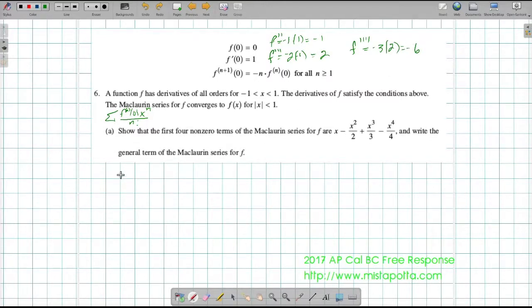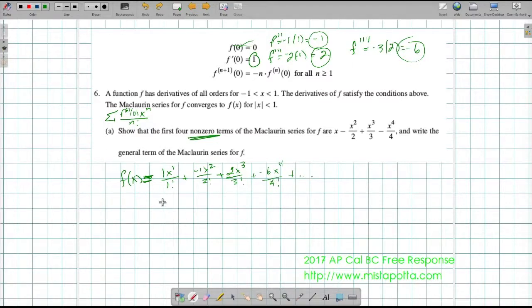And so now I'm ready to add the terms. So keep in mind that my function, f of x, is going to be equal to, well, my first 4 non-zero terms, which means I really don't care about that term. So the first term I come up with is going to be this 1, x to the first over 1 factorial, plus I'm going to have negative 1, x squared over 2 factorial. My next term is 2, x cubed over 3 factorial. My next term is negative 6, x to the fourth over 4 factorial. And this is going to continue on.